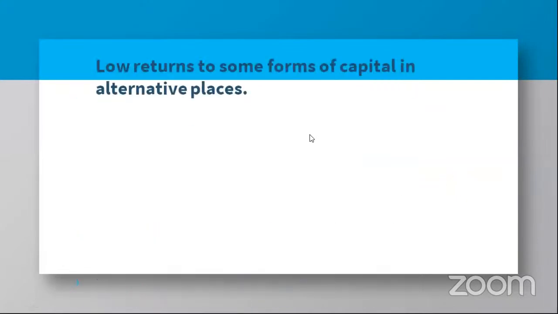We are looking at another point here, and this is low returns to some forms of capital in alternative places. A factor might be here, capital might be here, assuming in Uganda. This factor is actually producing a lot here in Uganda. The moment you take a capital from Uganda to another country, it will have low returns. Therefore, there will be no need for you to take that capital from where it is giving you high returns to an area where it will be giving you low returns.